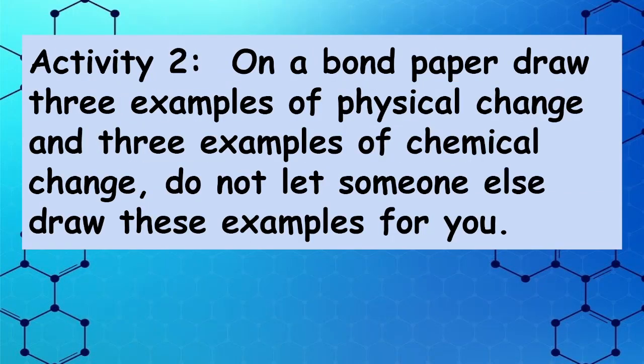For activity 2, on a bond paper, I want you to draw 3 examples of physical change. I mentioned cutting paper, so you can probably draw something like that. You have to make 3 examples. Whereas for chemical change, you think of materials that change because of the application of heat. So you have to make 3 of these. You have to draw them.